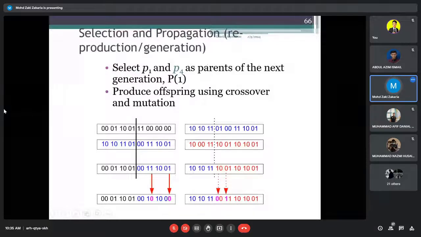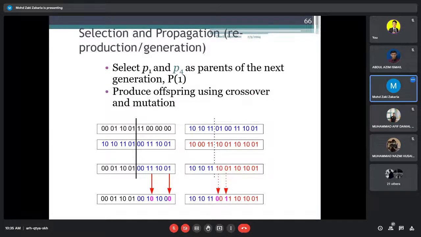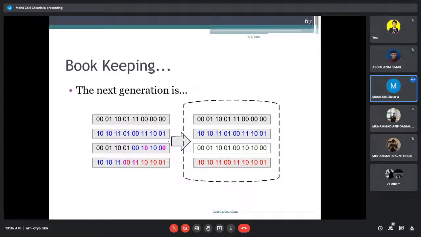And then what we call the crossover. After crossover, then this is the mutation. This is crossover. So I think no need to explain about it. No need to explain crossover and mutation. I think you all know already.